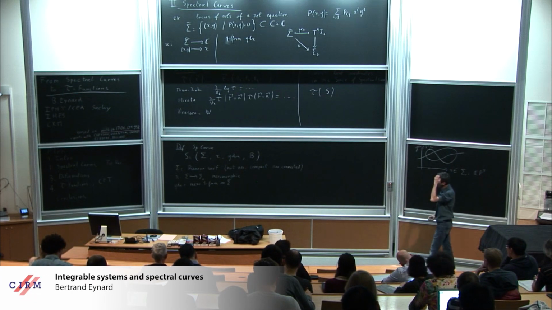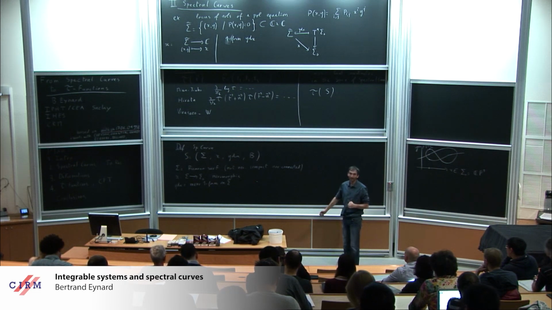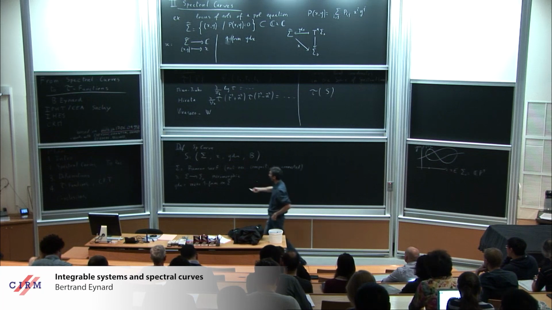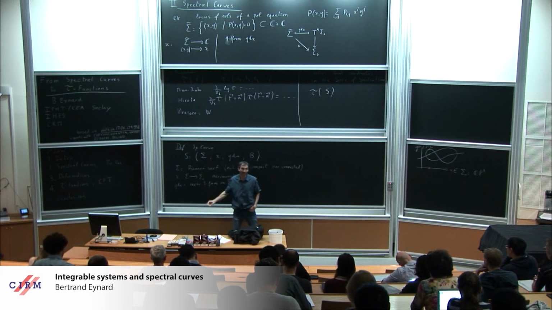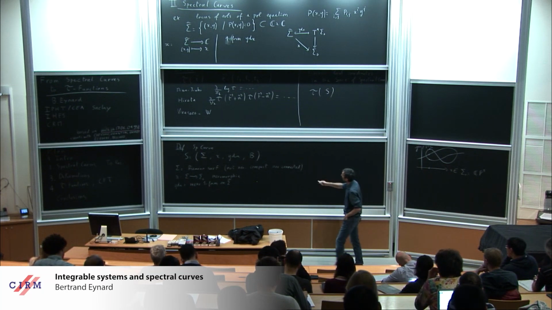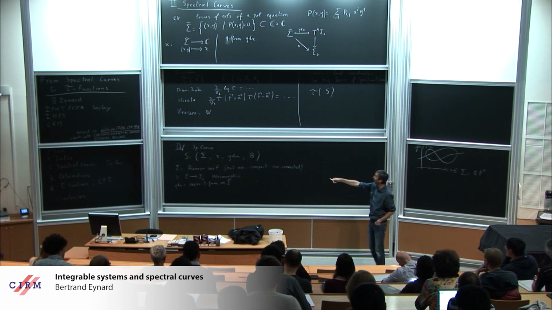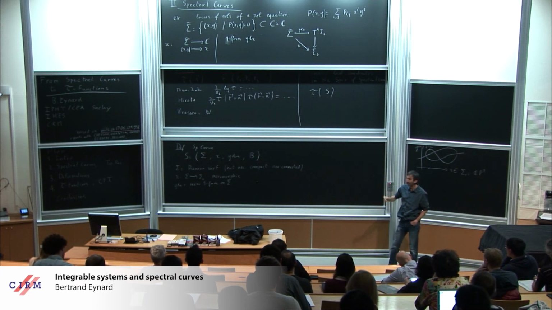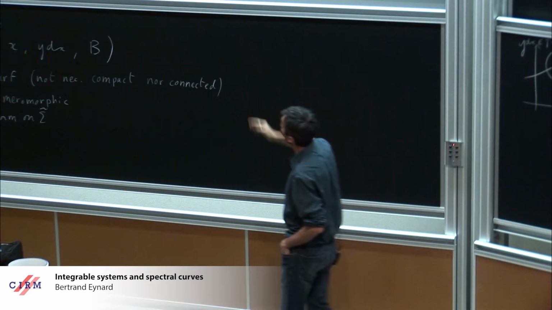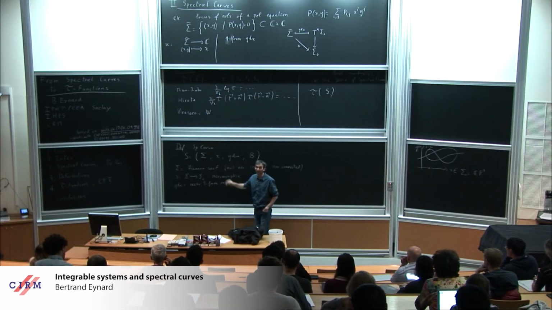But just let me say that if sigma is a compact Riemann surface and x and y dx are both meromorphic, then necessarily there exists a polynomial relationship. So basically, necessarily there exists a P(x,y) such that this is the same thing as what I wrote before, but this is more general. So polynomial spectral curves are only a subcase of this. This is more general.